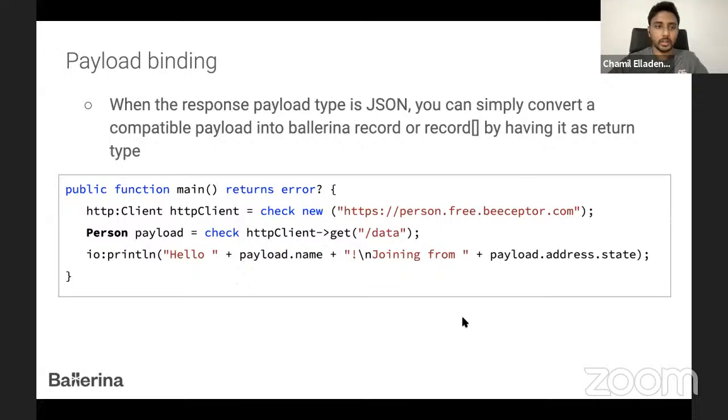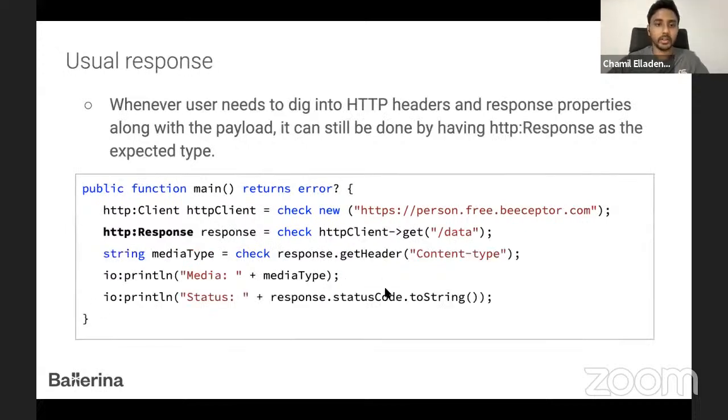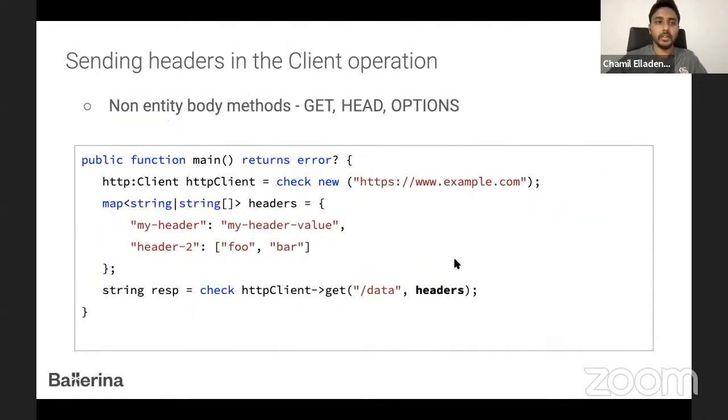All right. That's about payload binding, and you can still use the HTTP response if you need to dig deeper into some of the properties of the inbound response or the headers. When you have the response, those error responses like 400 and 500 will not be converted into errors. They will be returned as usual responses.